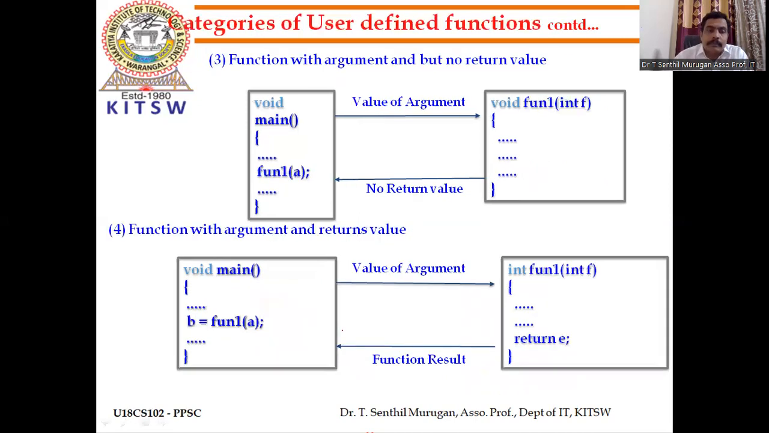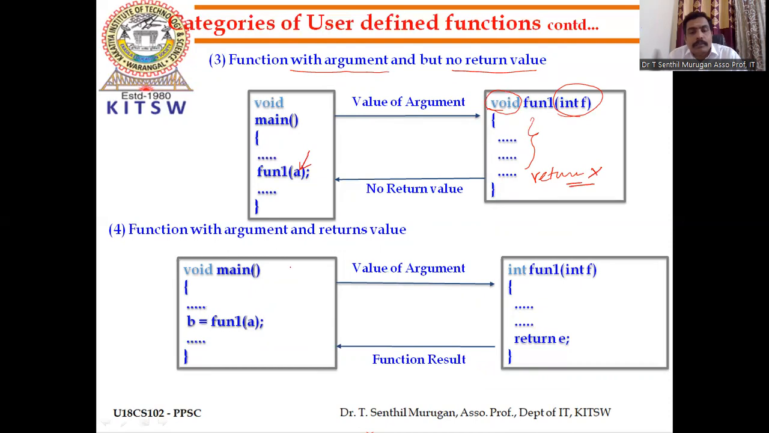This is the second type. The third type is a function with arguments and no return values. No return value means void. With arguments means we are passing arguments that will be taken as integer values, and the function will perform its task, but it does not return any value. The return statement is not there. This is the third type.